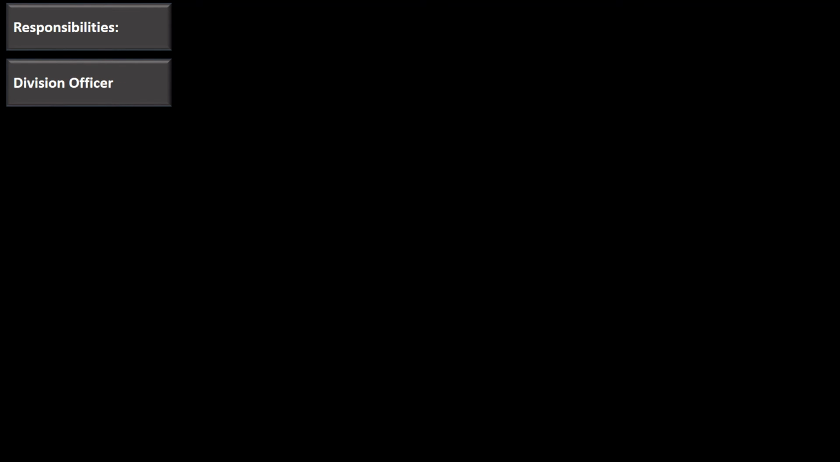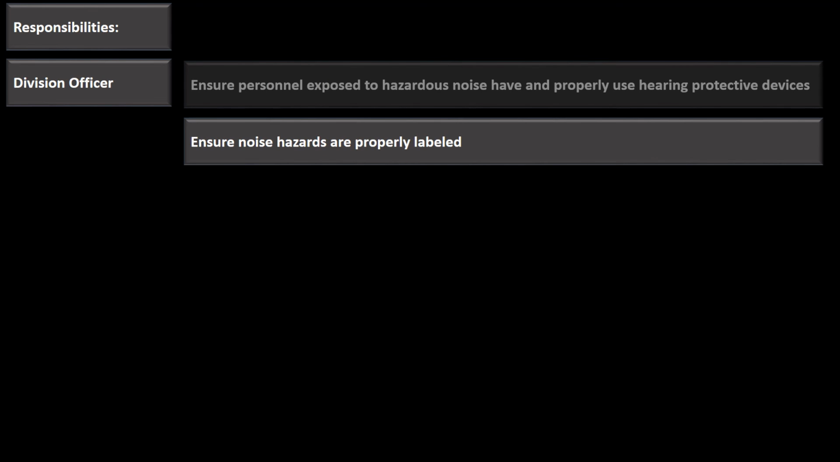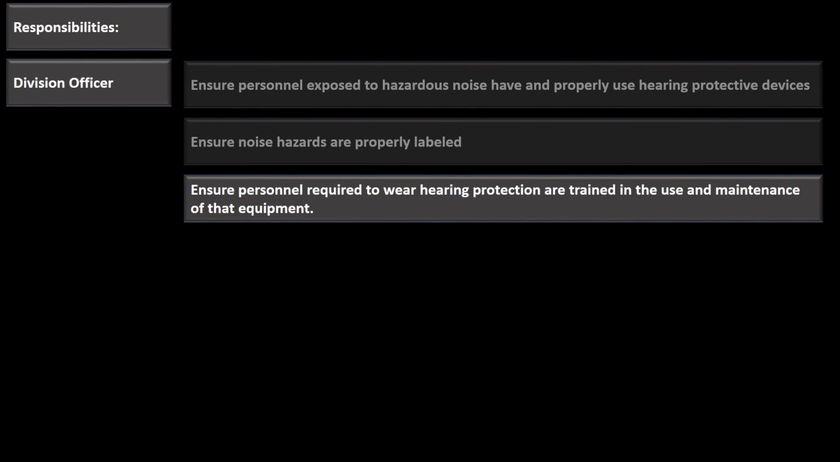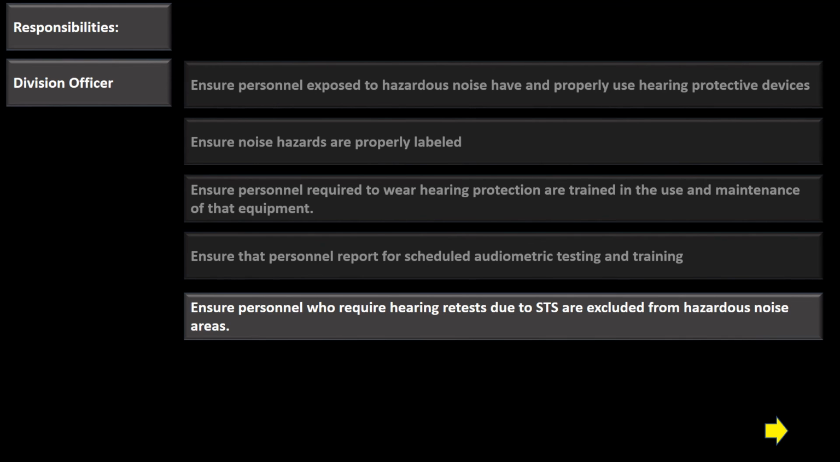Your division officer needs to ensure personnel exposed to hazardous noises have and properly use hearing protective devices. They have to ensure that noise hazards are properly labeled, and that personnel required to wear hearing protection are trained in the use and maintenance of that equipment. They have to ensure that personnel report for scheduled audiometric testing and training. They have to ensure personnel who require hearing retest due to a significant threshold shift are excluded from hazardous noise areas for at least 14 hours.